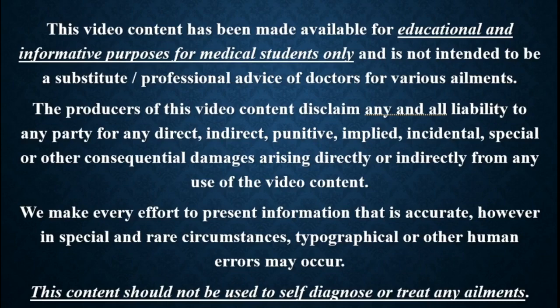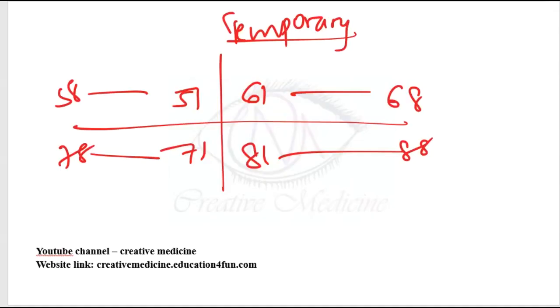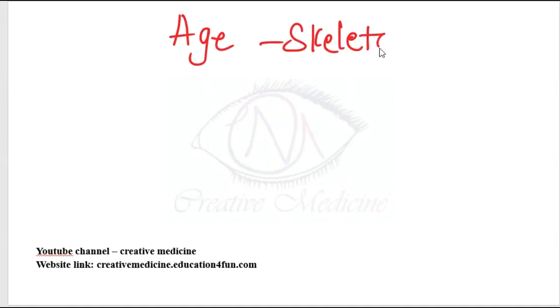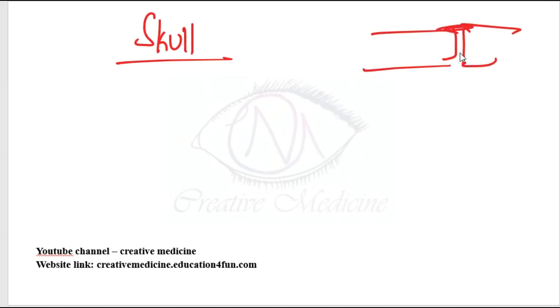In this lecture, we will learn about age estimation by bone, that is, by skeletal age. We use the skull, pelvis, and long bones. Skull: age from the skull is determined by fusion of skull sutures. Fusion occurs both endocranially and ectocranially. The most reliable fusion is endocranial fusion.